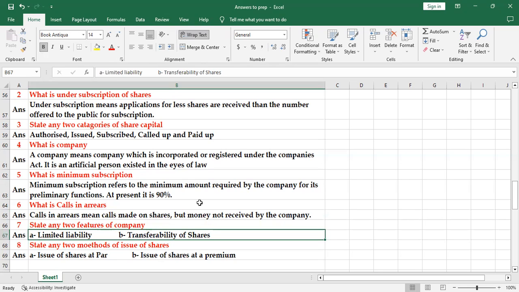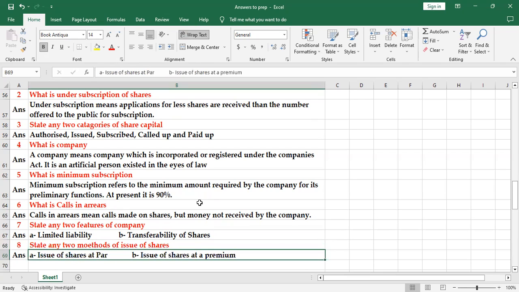Then state any two features of the company. Limited liability, transferability of shares, perpetual succession, and artificial person created by law. Very good. Then state any two methods of issue of shares. There are three methods actually: issue of shares at discount, at par, and at premium. So it is better to write issue of shares at par and issue of shares at premium.